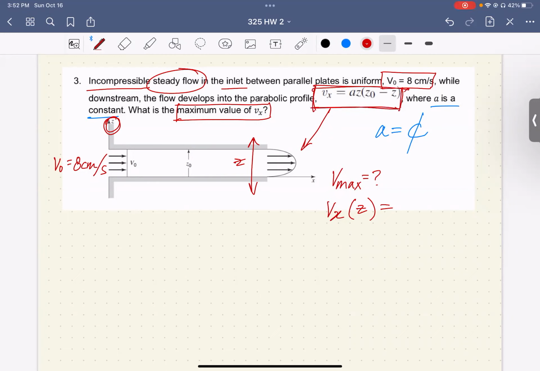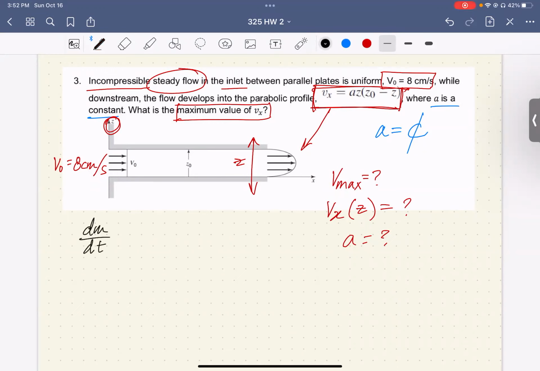But as you can see, we have A, and we don't know A. So in order to find this, we need to determine A. The best way to determine that is, as always, to start with the conservation of mass statement. Great, let's start with that.